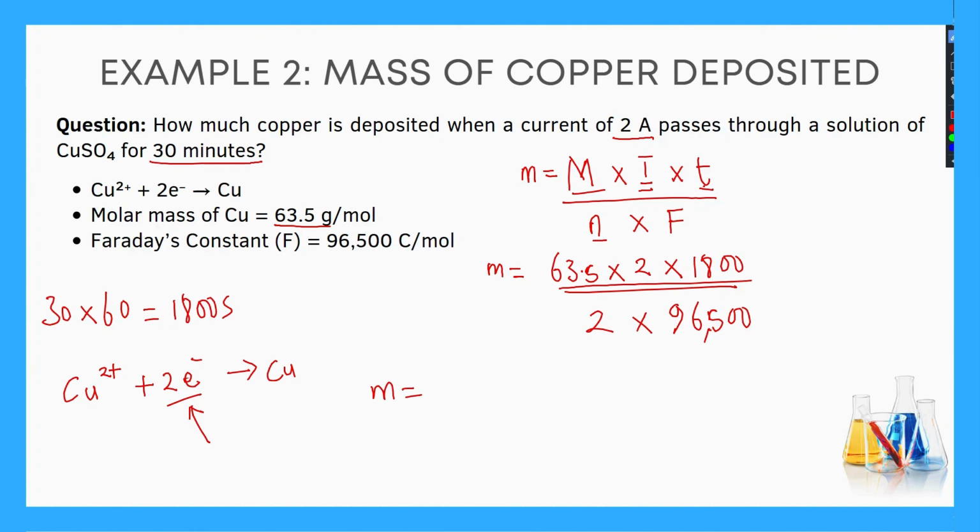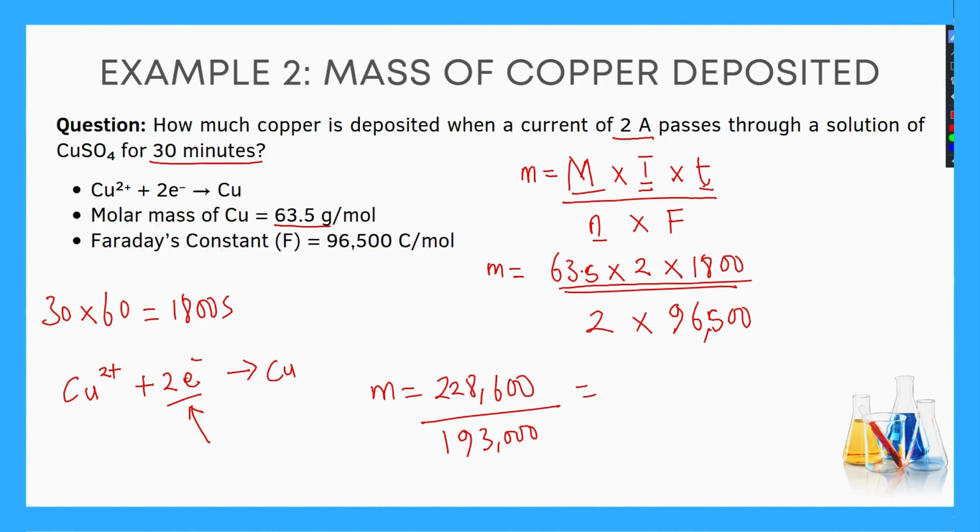So doing that, we have M is equal to, so let's get the figure for the numerator over here. We have 63.5 multiplied by 2 multiplied by 1,800. We have a figure of 228,600, divided by 2 multiplied by 96,500. That gives us a figure of 193,000.